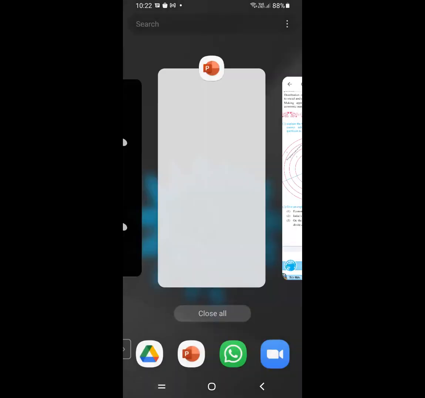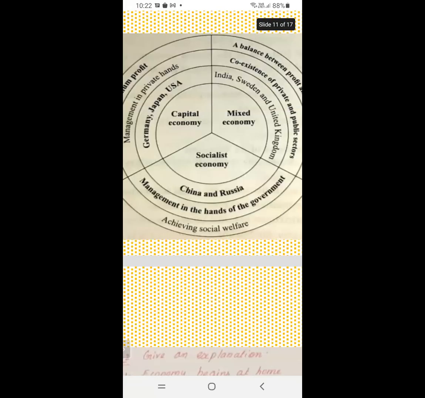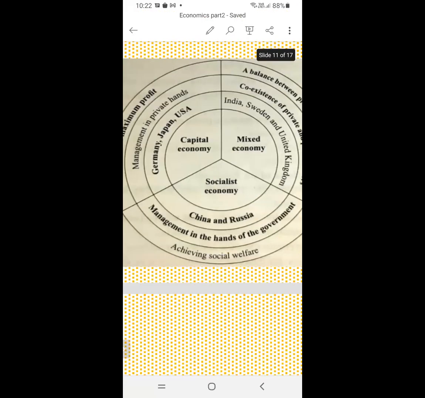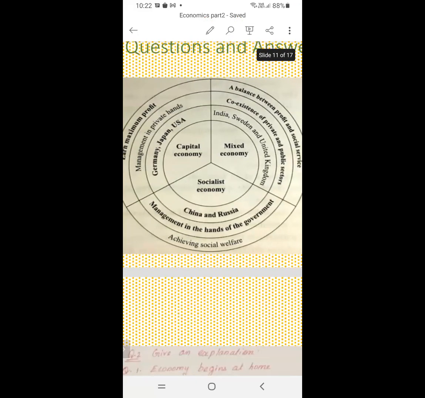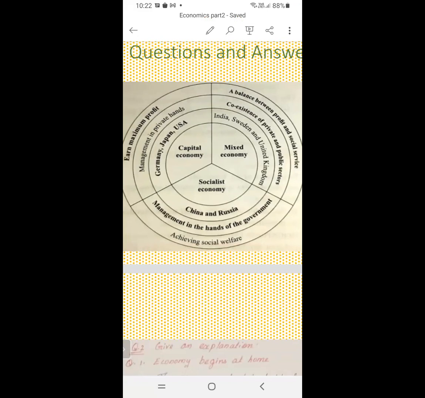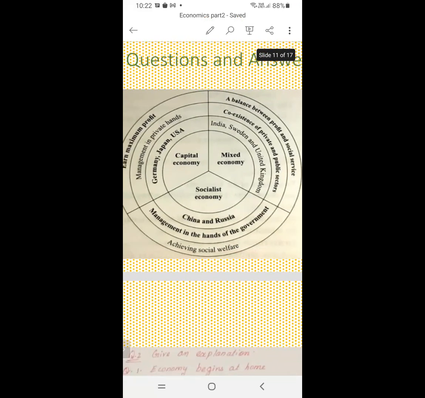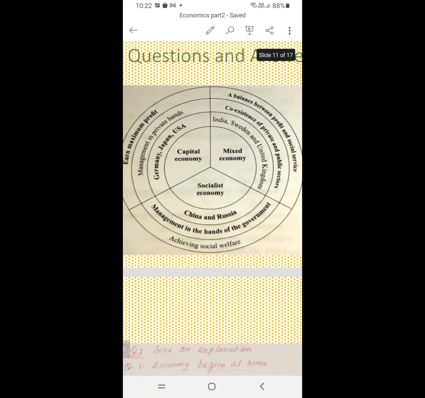Here it is given. You have to write it down, otherwise take a screenshot. One is the capital economy, mixed economy, and socialist economy. What are the criteria for each economy? The first point is balance between profit and social service for the mixed economy, and achieving social welfare for the socialist economy. Capital economy is on maximum profit.